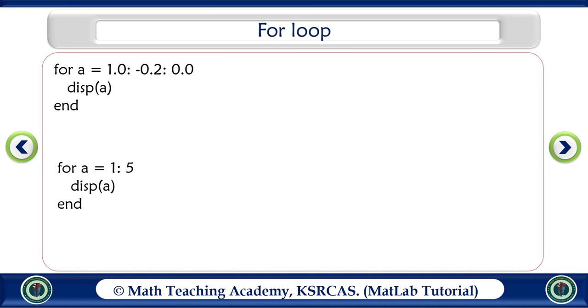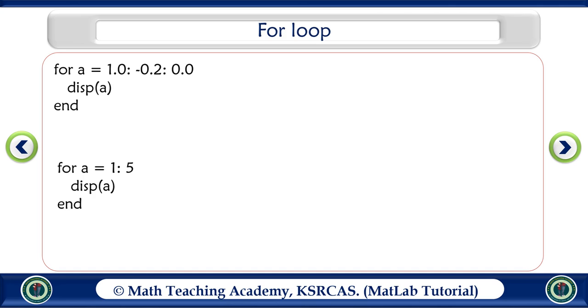Now the value of a is 2 because the initial value of a is 1. Step size is not mentioned. That is why it will automatically be taken as 1. So 1 plus 1 is 2. So the present value of a is 2. And then disp of a is executed. If this statement is executed, the value 2 is displayed on the screen. And then the control will transfer to end. When the end statement is encountered, the control will transfer again to the for command.